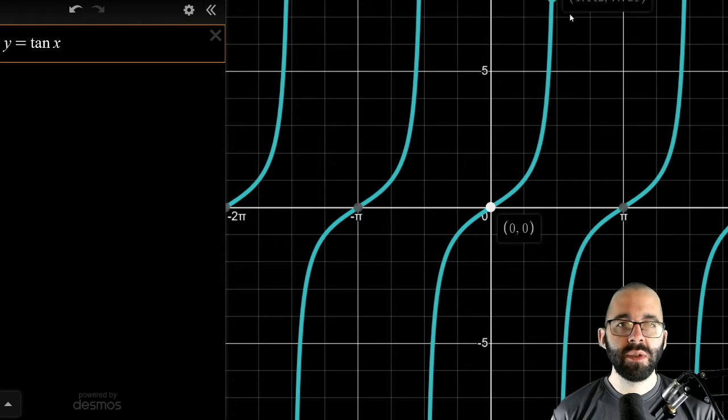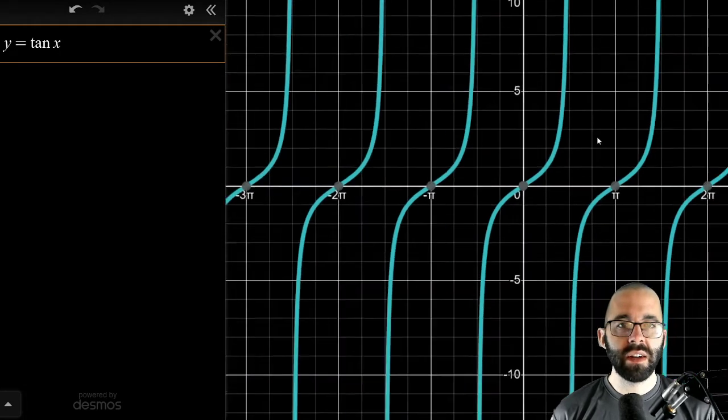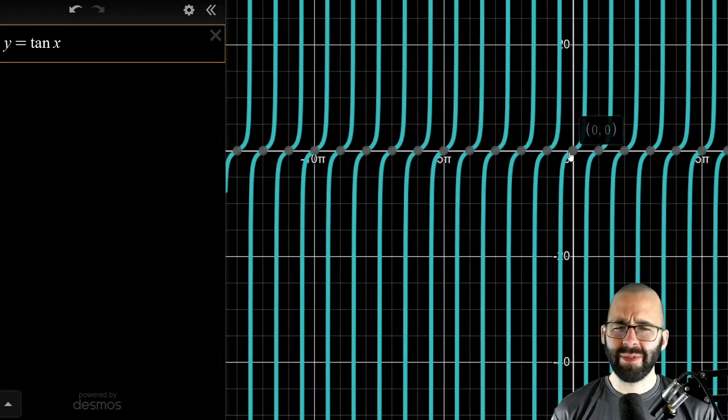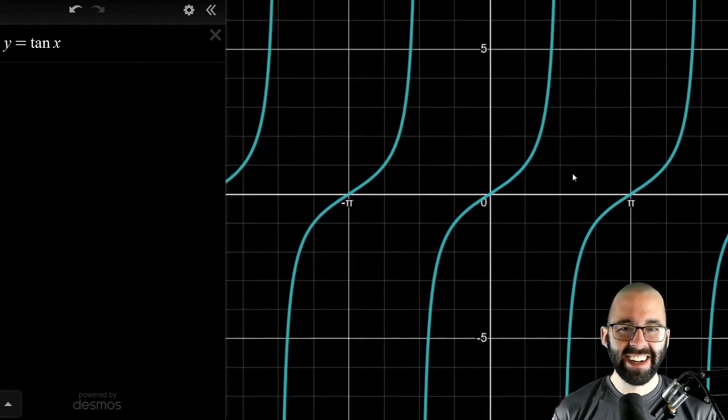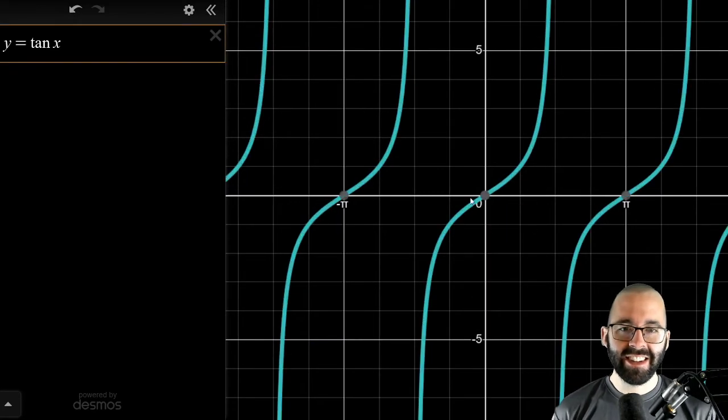And then it shoots off to infinity. It actually gets as big as we want it to get. Look how big it gets. All right, that's hurting my eyes. That was a mistake. And then it also goes down here.